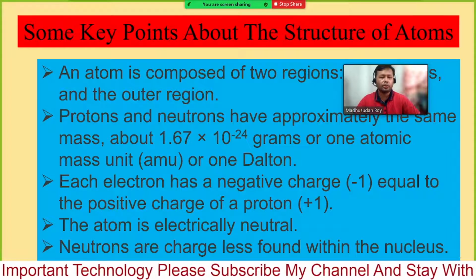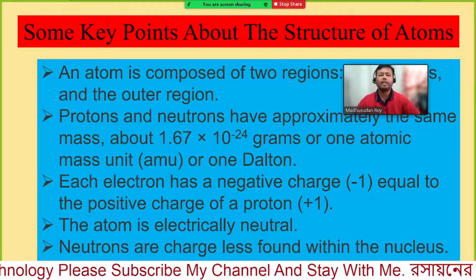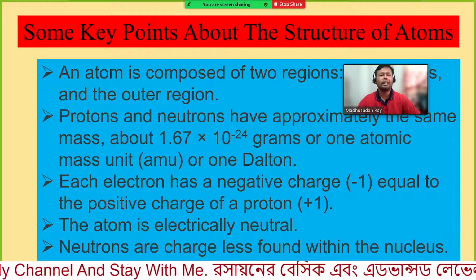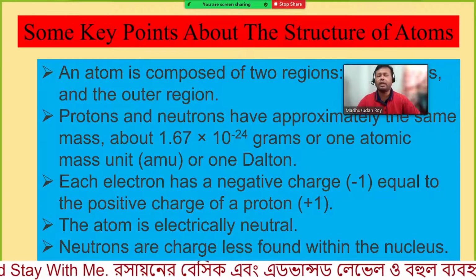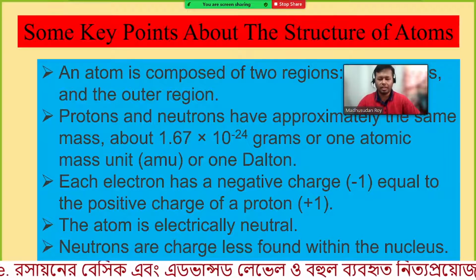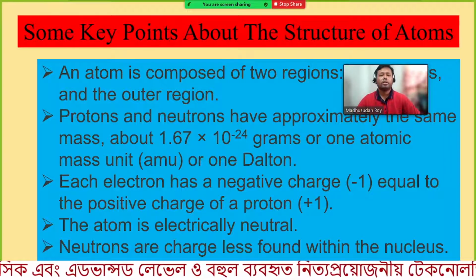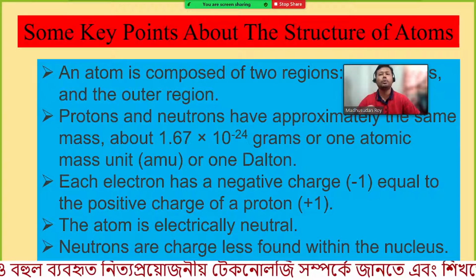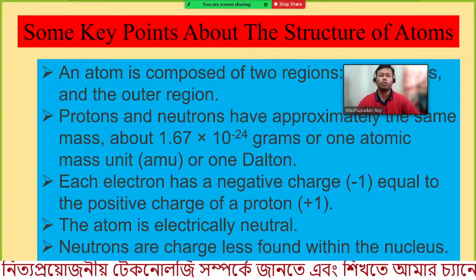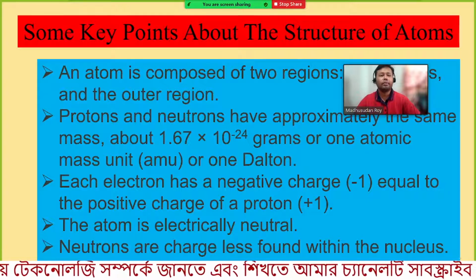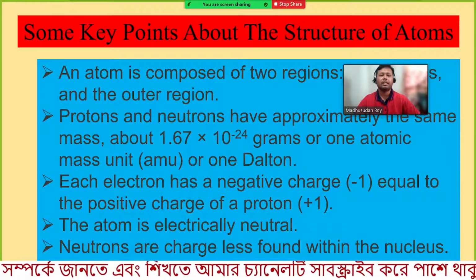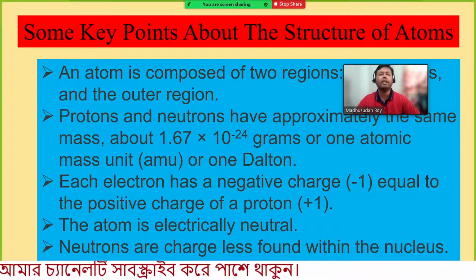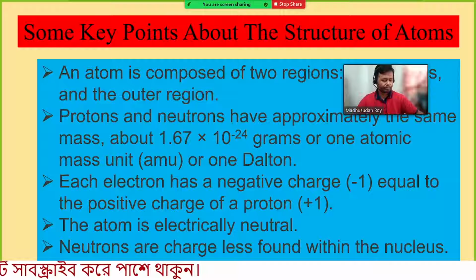If the neutron had a charge, the center would be more charged compared to the outermost shell, so the atom could not be electrically neutral. Therefore different scientists proved that the neutron is chargeless, and today we will try to understand how they discovered these particles, either electron, proton or neutron, and what their properties are.